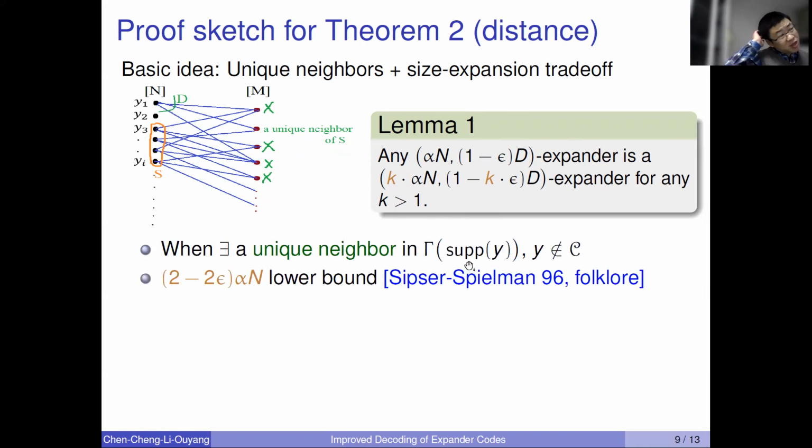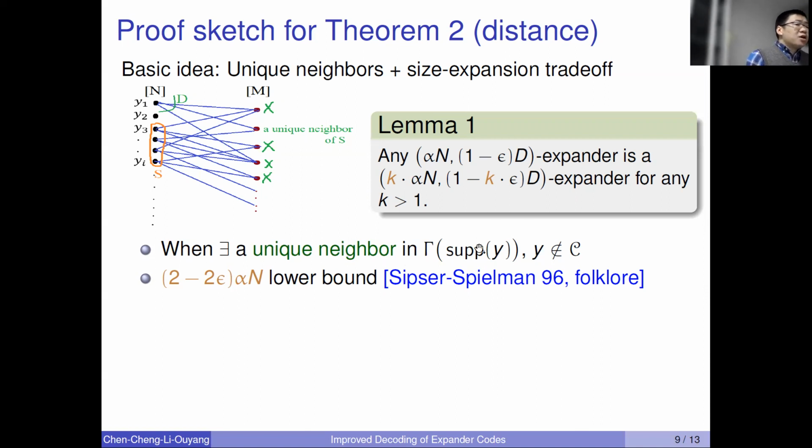So the basic fact we will use is that if there exists a unique neighbor in the neighbor set of the support of a binary string y, then y is definitely not a codeword, because the parity check corresponding to this unique neighbor will only have exactly one 1 from y. Okay.